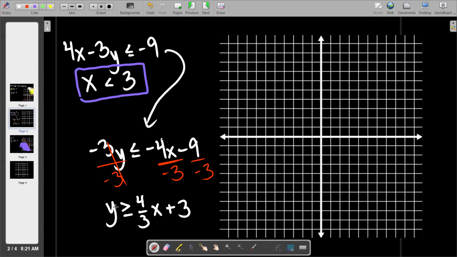So what we have now is, in a purple box, a problem that's already ready to graph. And then in the green box, we have another problem that is ready to graph. Everything else on the page, we can really just disregard. So let's get to it. Let's do the purple one first.